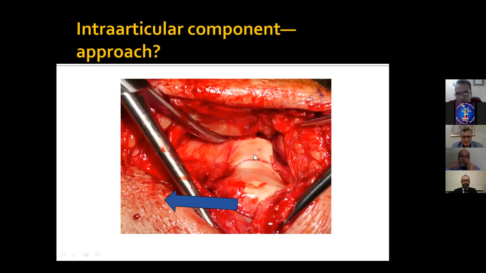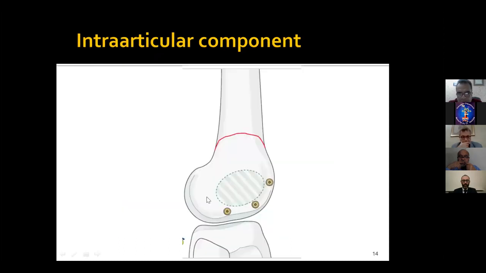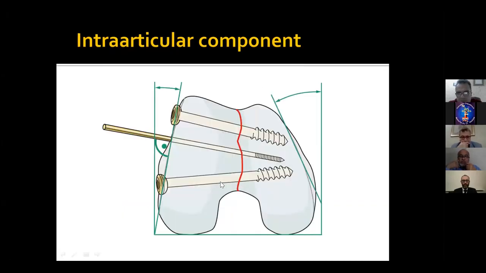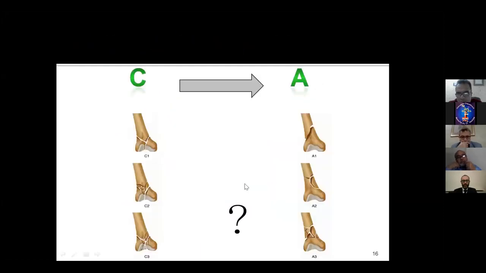So now we have anatomic reduction, we have placed our provisional fixation, we take x-rays and it's okay, so we put the screws and then we take the plate and slide it under the muscle. This is the way we put our screws, and this is the space we keep open for the plate. And this is the way we put our screws to avoid the patellofemoral joint and the notch.